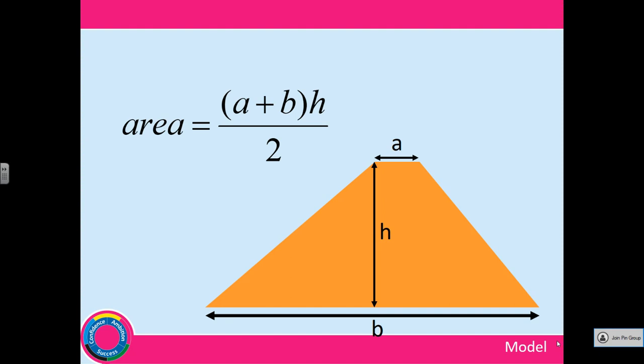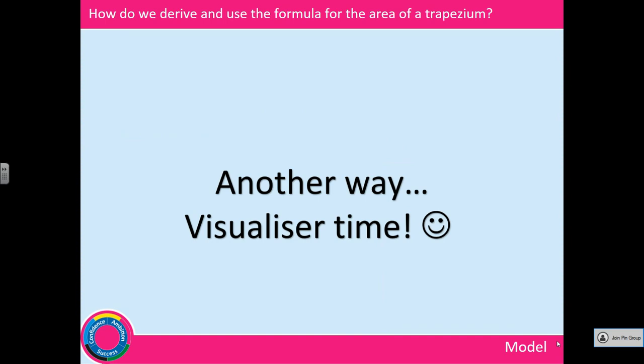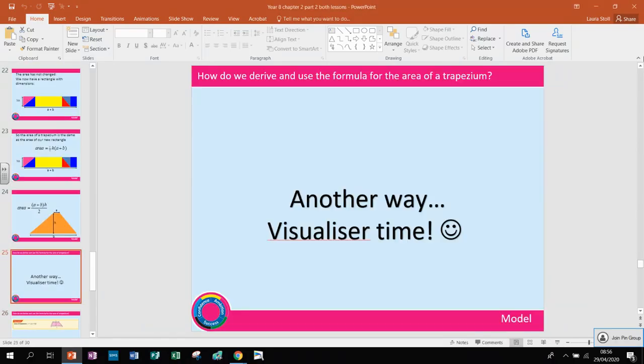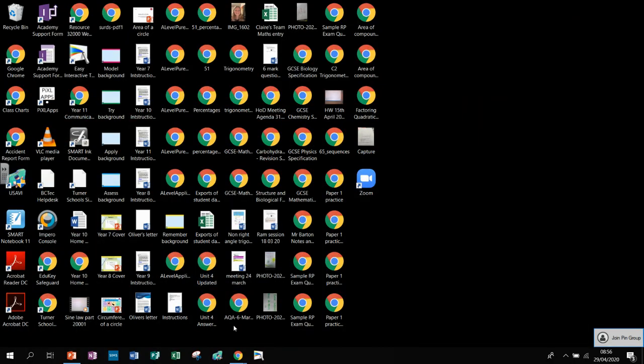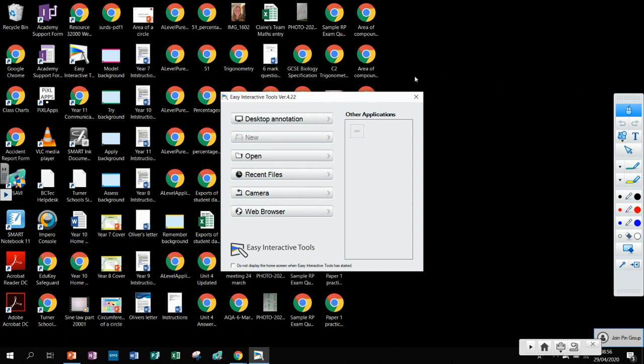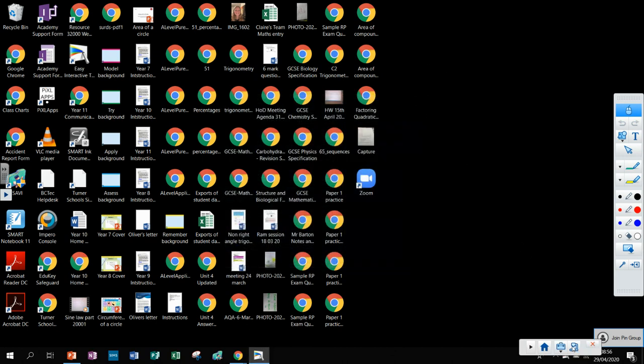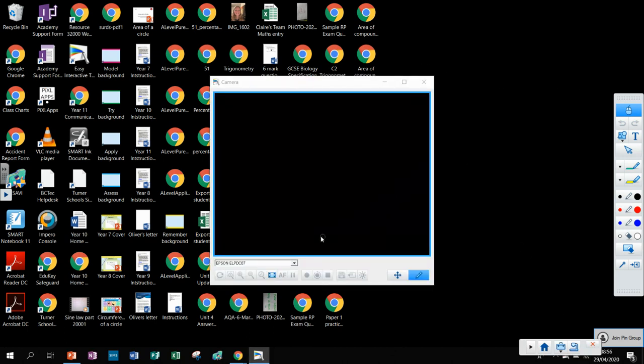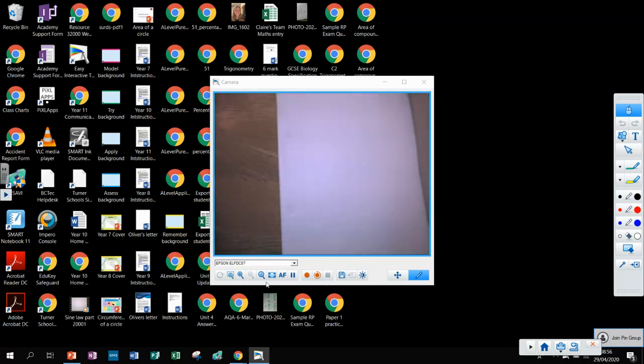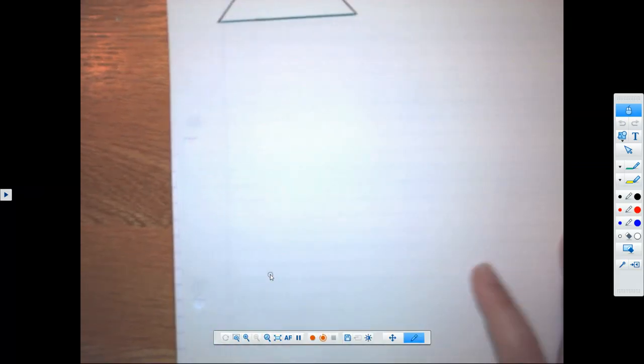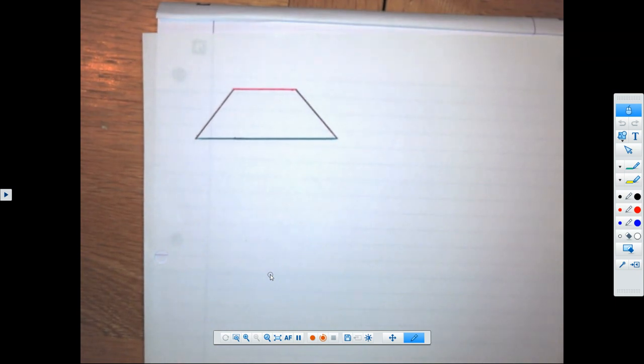However, there is another method that can get us to the same thing, and that's what I would like to show you next. Okay, so we're going to move to the visualizer now. Just a moment. Let's get that set up for you. Okay, we're going to make it full screen so that you can see it really easily. Okay, and let's focus in.